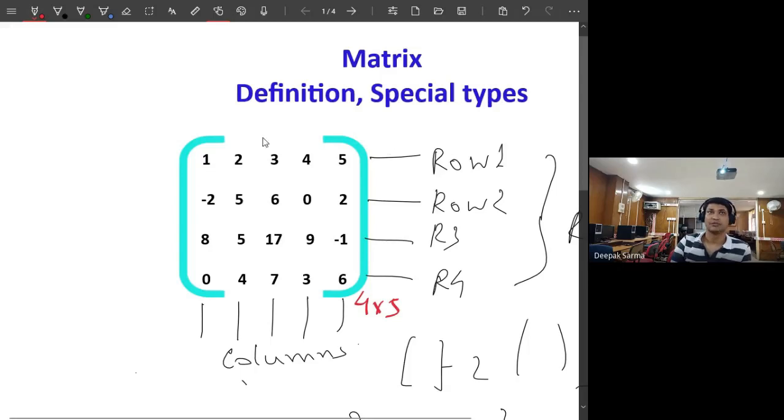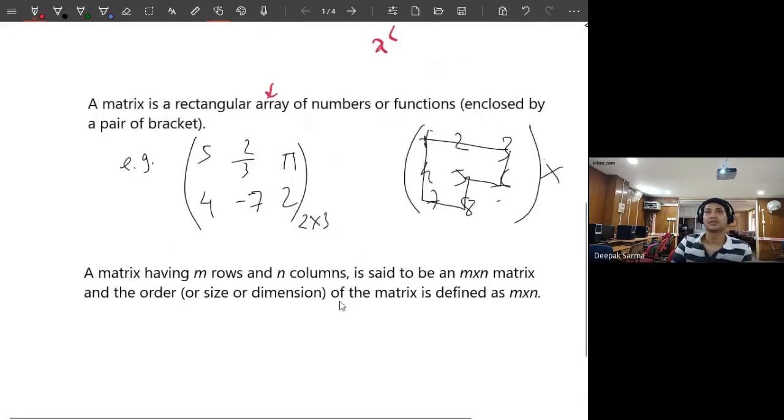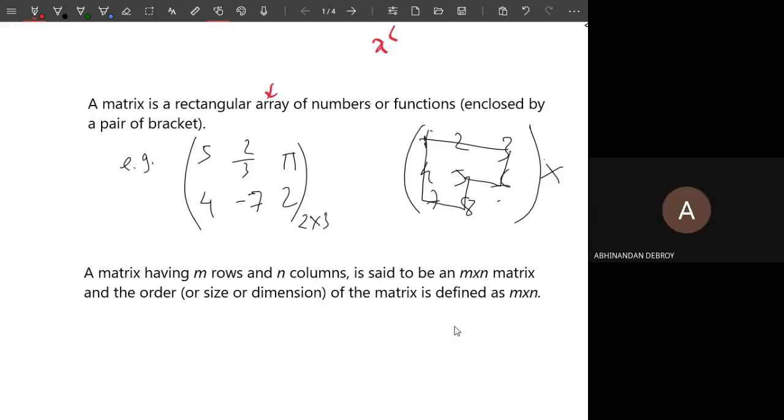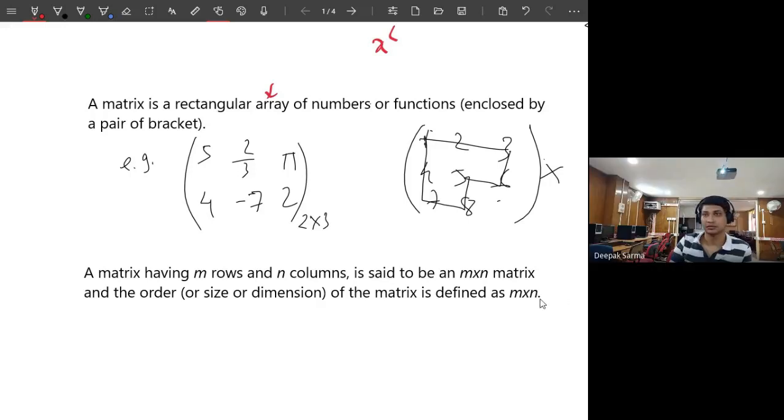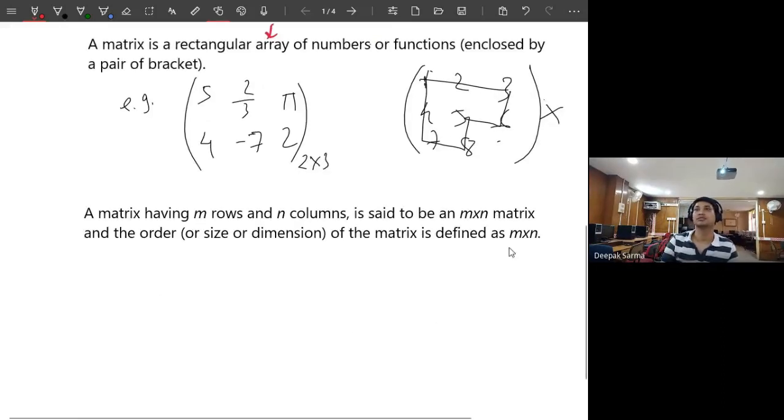Got it? So how many total elements will be there in an m by n matrix? Can you say? If A is a matrix of order m by n, how many entries or numbers or elements will be there in that matrix? M into n. So order is m by n. We read it this way, or we write it m cross n, but the number of elements will be m into n.